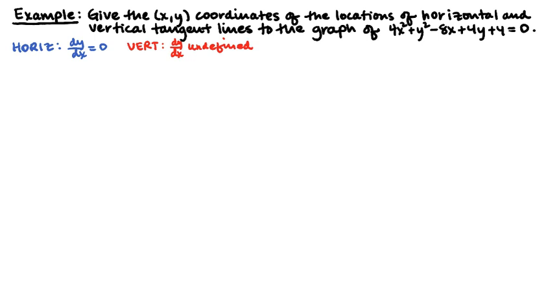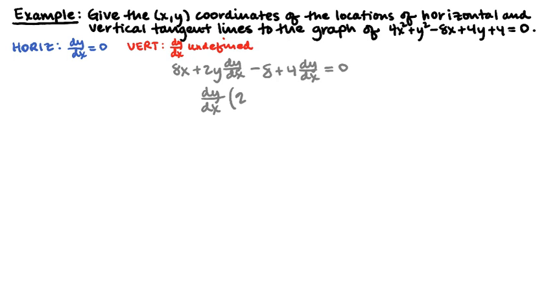So let's start by just taking the derivative of both sides of this equation. The derivative of 4x^2 is going to be 8x, plus 2y dy/dx, minus 8, plus 4 dy/dx, plus 0 equals the derivative of 0, which is 0. Okay, cool. Now I'm going to clear out anything that doesn't have a dy/dx, and maybe I'll also, at the same time, factor out the dy/dx. That's how I generally do it when I'm working these problems.